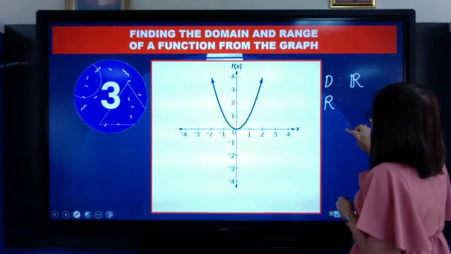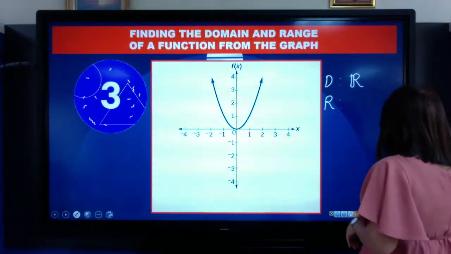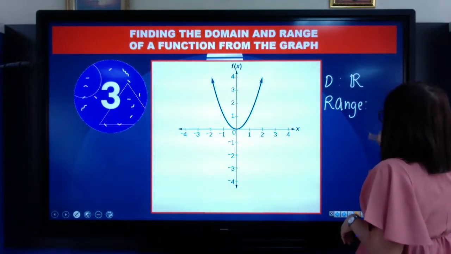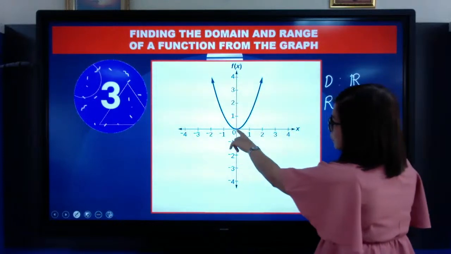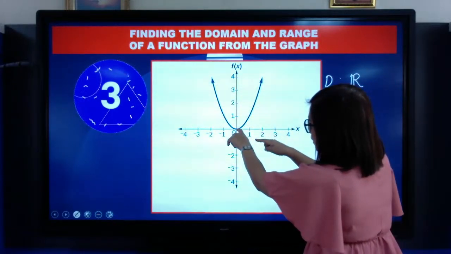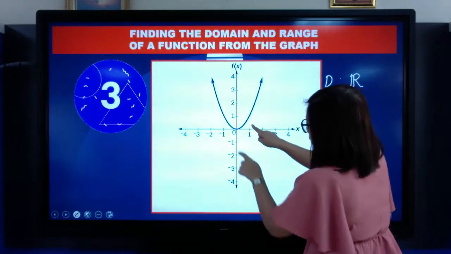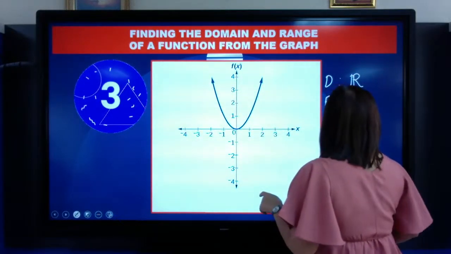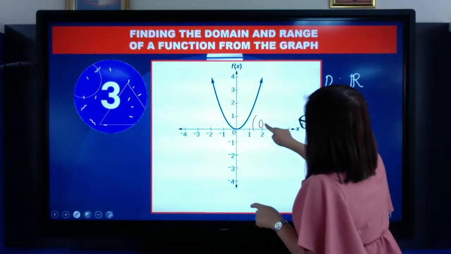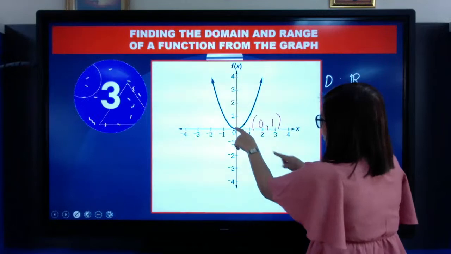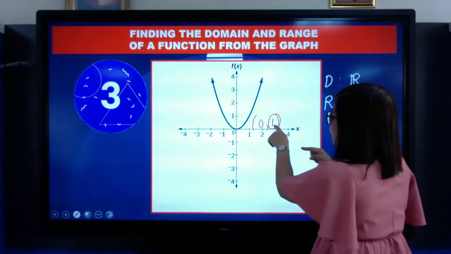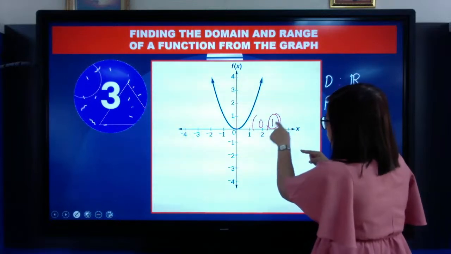How about for the range? Okay, I completed the word range. Okay, the range is, you have to look, students. From here, the lowest is here. What is the value of y here? It's 0, 1. Can you see? The coordinate is 0, 1. So the lowest value of y is 1.